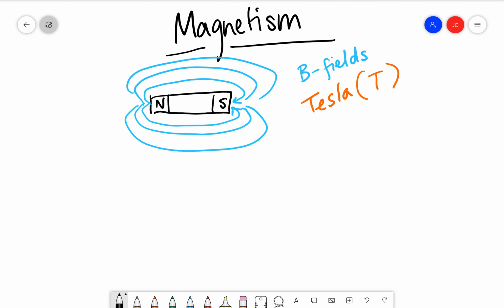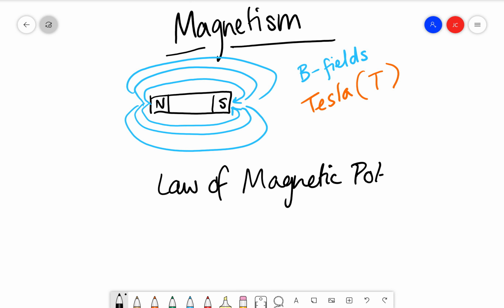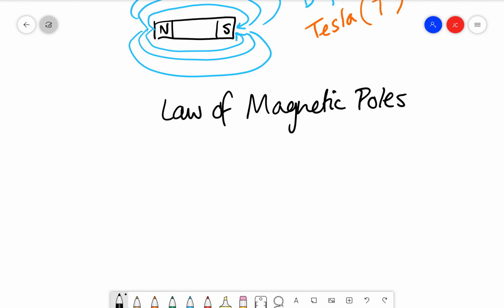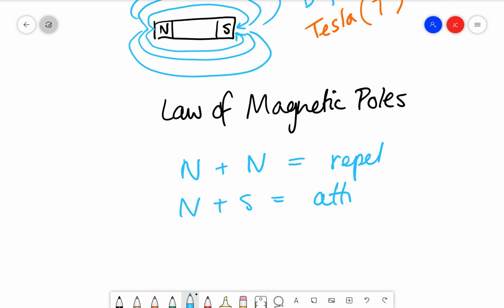One other piece of information here is this thing called the law of magnetic poles. The law of magnetic poles basically just says that opposites attract and similar poles repel. And this is something you've probably learned for years. North plus north, they repel. But north plus south, it attracts. Opposites attract. That's the law of magnetic poles.